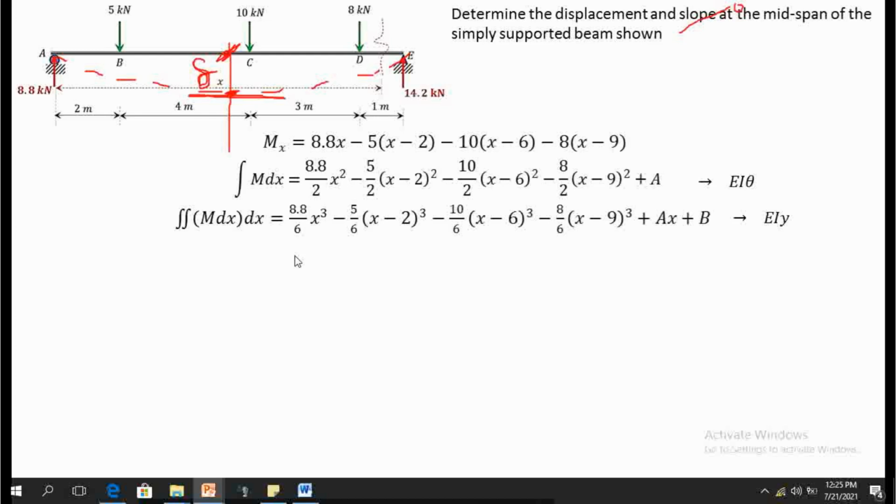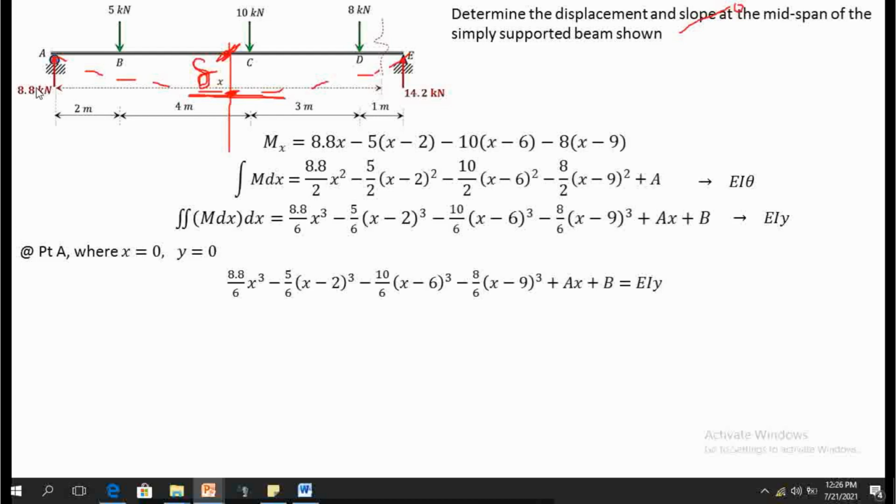Now, first na gagawin nyo, look for a point kung saan magiging zero si y. Again, look for a point kung saan magiging zero si y. As for my case, I'm going to choose point A. Kasi kay point A, support ito eh. So, dito, walang deflection na magaganap kay point A kasi may support doon. So, x is equal to 0, y is equal to 0.